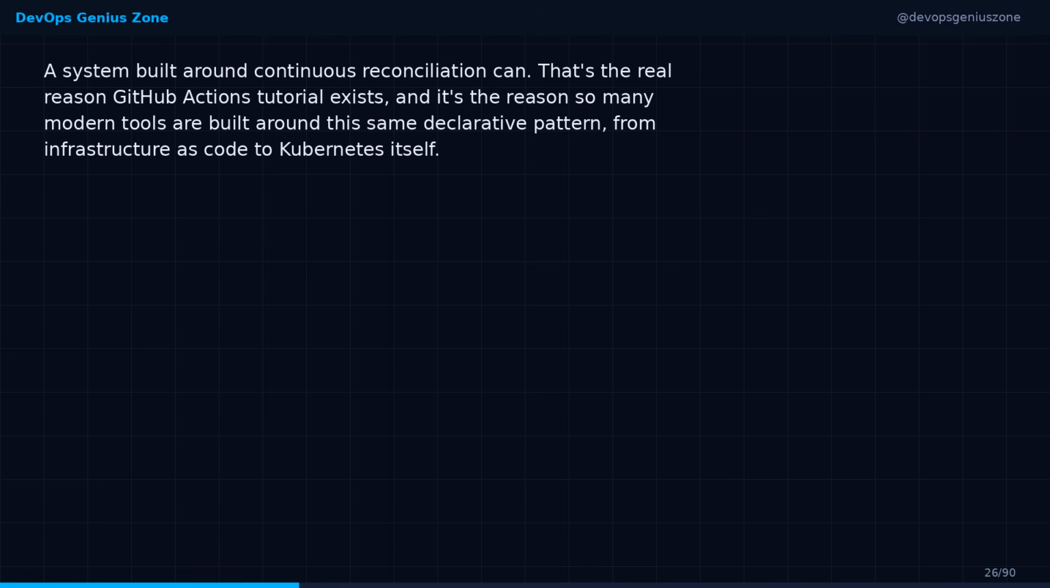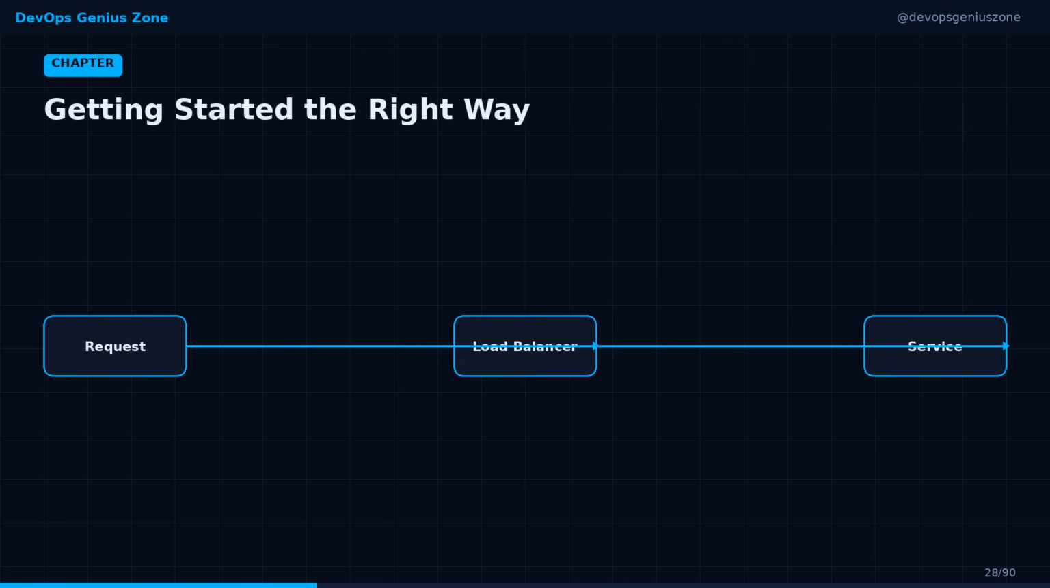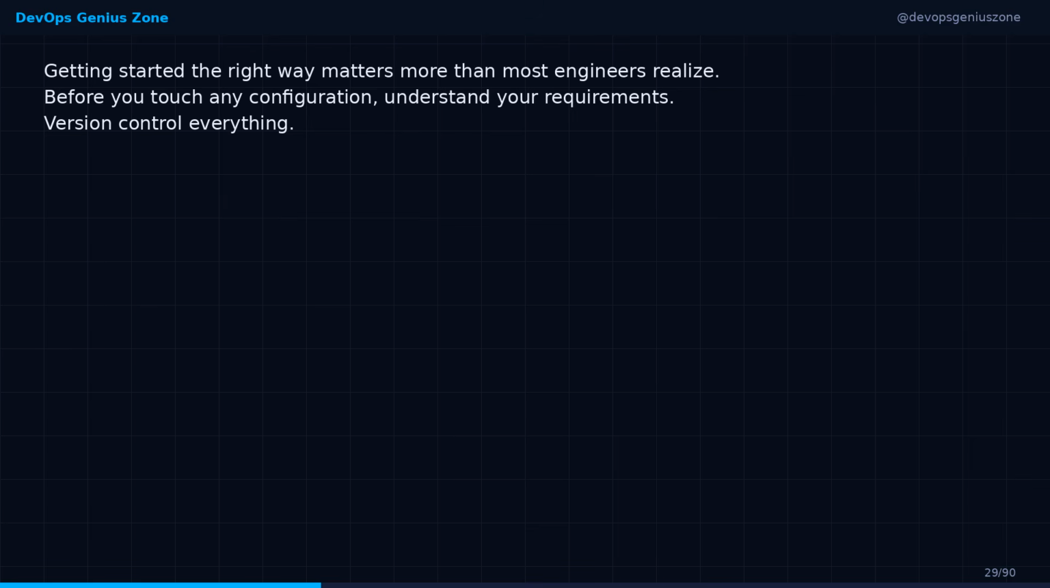Getting started the right way matters more than most engineers realize. Before you touch any configuration, understand your requirements. Version control everything. Use the principle of least privilege. Keep changes small and incremental. And always have a rollback plan ready before you deploy to production.